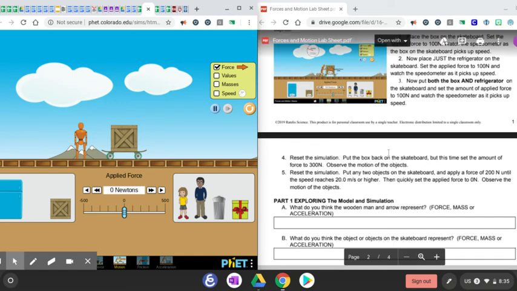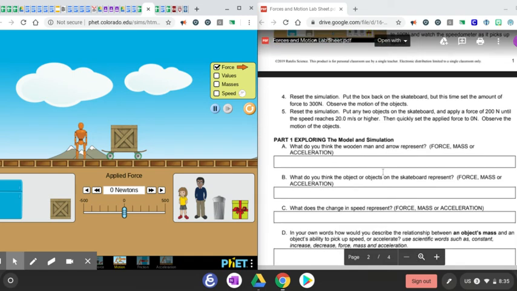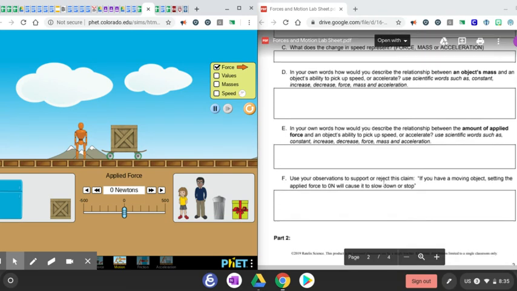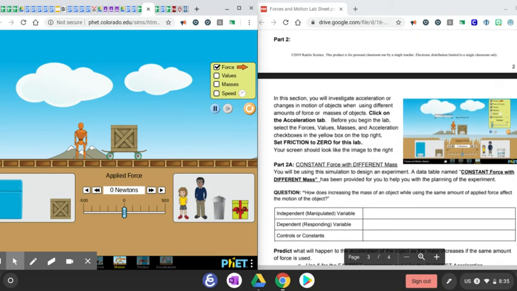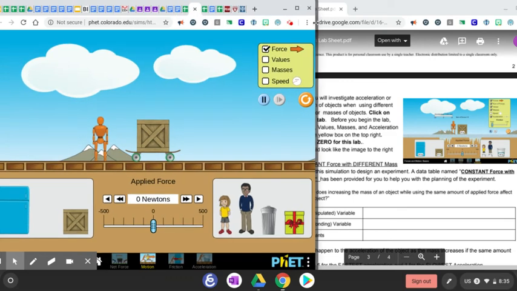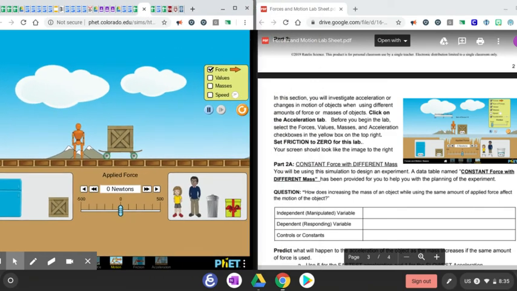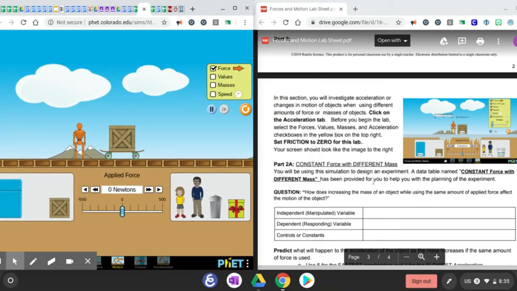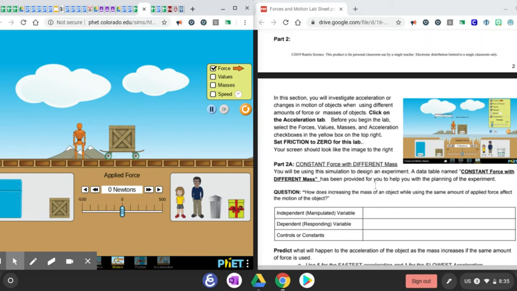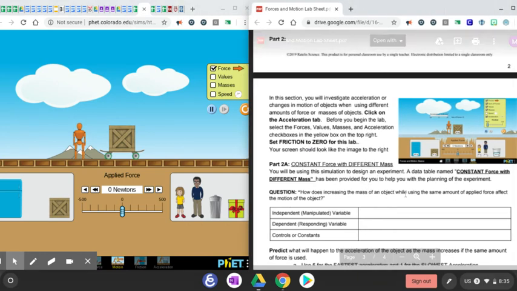Constant force with different mass. You'll be using the simulation to design an experiment. A data table named constant force with different mass has been provided for you to help you with the planning of the experiment. The question that we're asking in the lab: how does increasing the mass of an object while using the same amount of applied force affect the motion of the object?